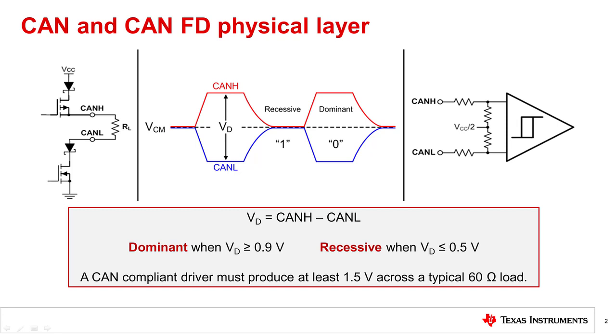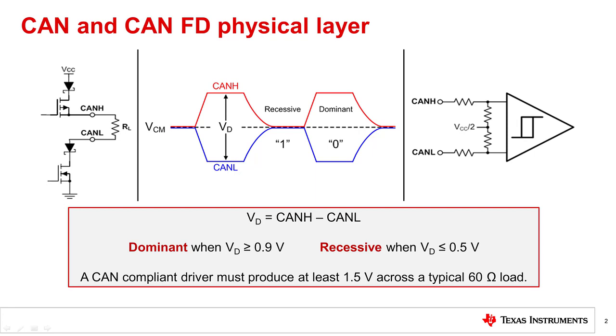So once again, a logic 0 is a dominant state, meaning a differential voltage above 0.9 volts, while a logic 1 is a recessive state, meaning a differential voltage below 0.5 volts. Take a look at the rising and falling edges of the red and blue CAN lines shown in the middle of the screen. Notice that the transitions to dominant are sharp, while the transitions to recessive are much less sharp.